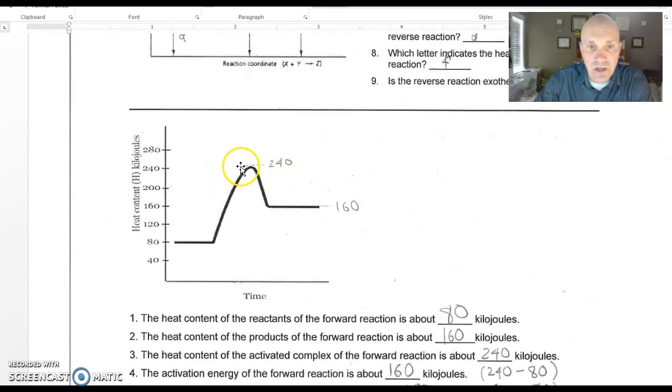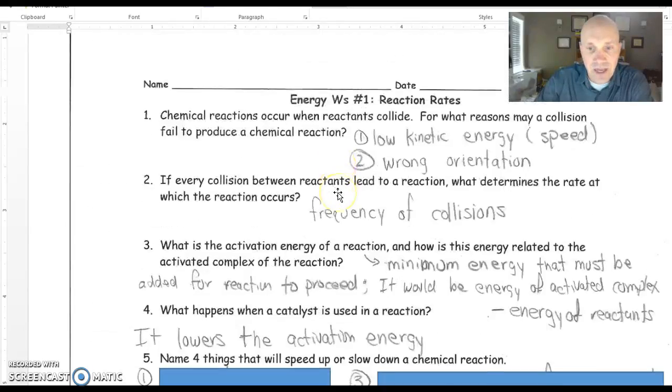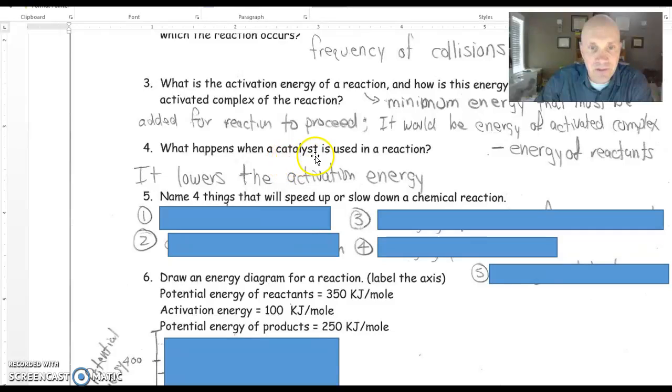But how else could you get up from here to here instead of jumping higher to get over the hump? How about just lowering the hurdle? And that is what a catalyst does. It lowers that activation energy. All right. So name 4 things that will speed up or slow down a reaction. I actually listed 5.